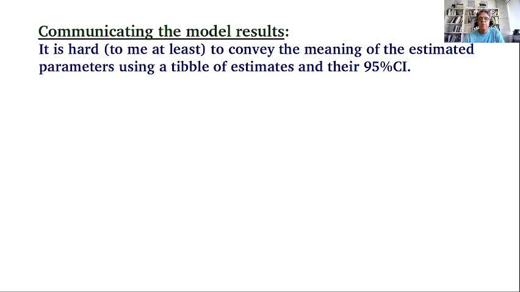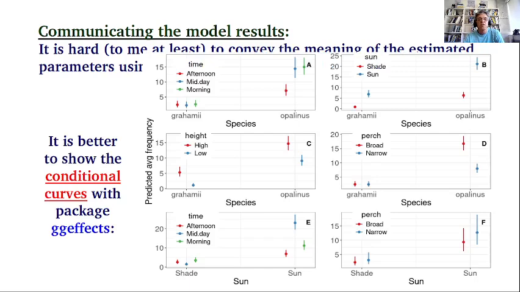We could obtain the parameter estimates and produce a table and a plot, but this is, at least to me, very hard as a way of conveying the meaning of the parameters. It is better and simpler, at least to me, to produce the conditional plots, obtained with the GGFX. We see the differences in the predicted average frequencies for the different combinations of all the explanatory variables, and this is a lot more meaningful as a way of explaining the implied parameter estimates.